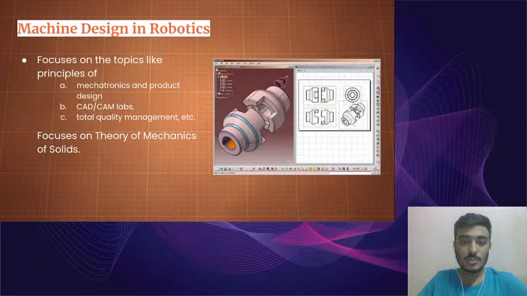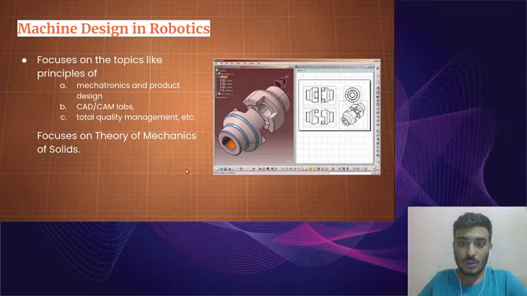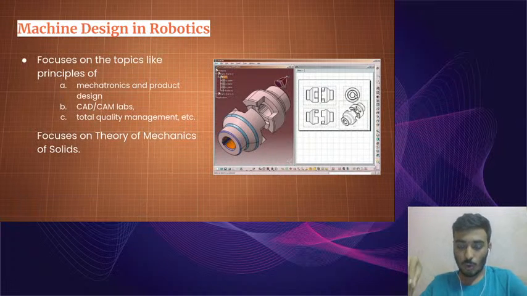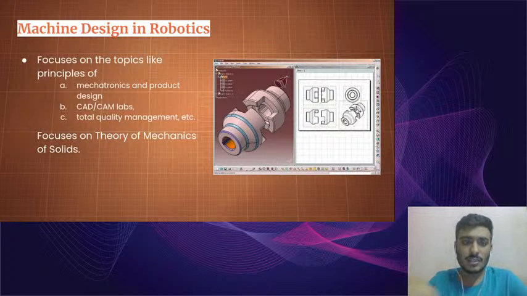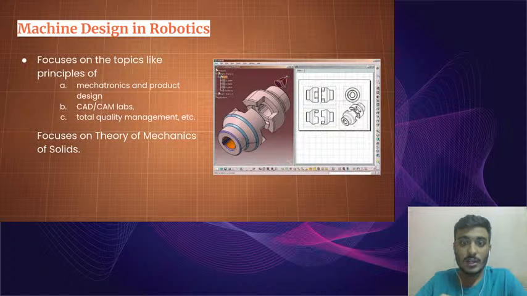Before simulation, we need to actually have a design of how our bot is supposed to look. If you look at the image here, there are a few views of the bot, as viewed from the top side, the bottom, the front, back, and many other views like that. This aspect focuses on principles like mechatronics, and as I discussed before, CAD-CAM and total quality management, etc. We also need to take into account the theory of mechanics of solids. Mechanics of solids basically means how much force is supposed to be applied at a particular point to extract the required effort. So that is there in machine design in robotics.